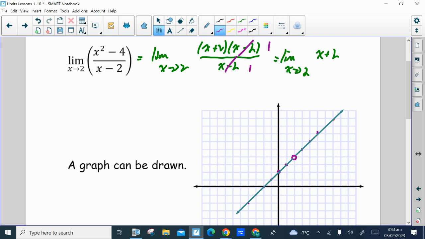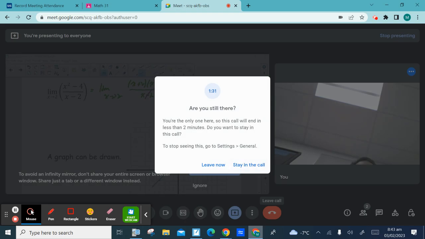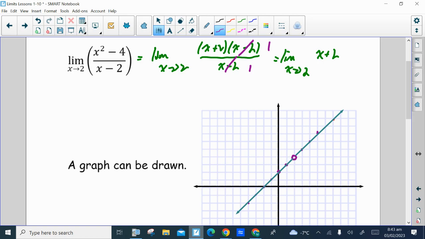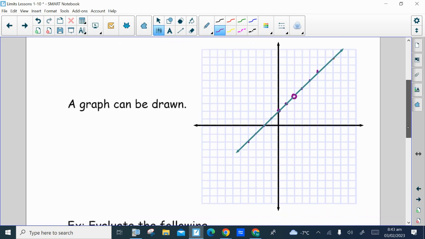But again, just like we saw in the table of values, the closer that x gets to a value of positive 2, this graph will approach this point with the open circle, that's our hole in the graph, where y equals 4. That is the value of that limit. That is what y is approaching as x gets closer and closer to positive 2. Okay?